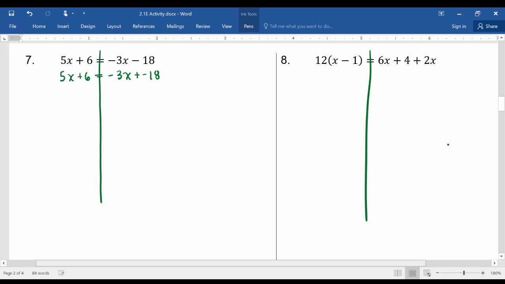So we got our sign change. There is no distributive. Combine like terms doesn't apply. I can't add these terms, and I can't add or subtract these terms. So I'm now going to move my x's to the same side, and I'm going to move the one that there is less of, the one that's smaller. This one's smaller, so I'm going to add its opposite.